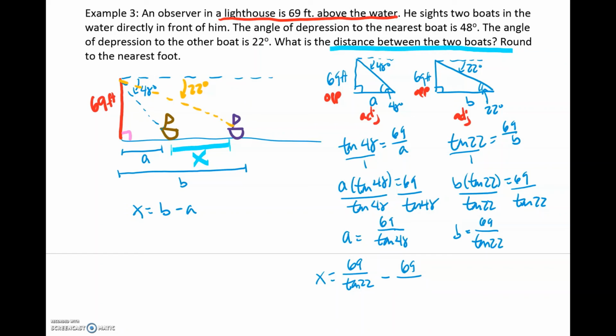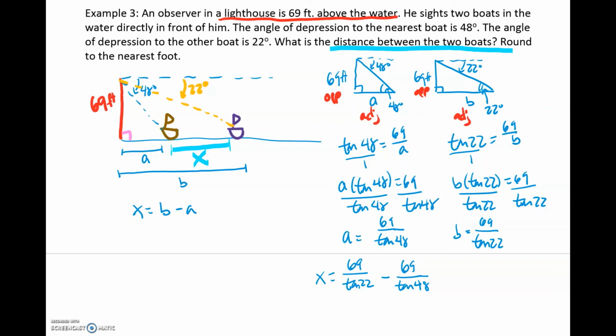Now, of course, depending on whatever calculator you have, you may or may not have the option of doing all this in one line. I know my calculator can do it. But if yours cannot, then you do want to make sure you try not to round too much. So I might do 69 divided by tangent 22 first, and if my calculator can't do the subtraction, I might just take that and say, okay, that's about 170.78099929. So use a ton of decimal values, so that way you're not rounding that nearest foot too early, okay?